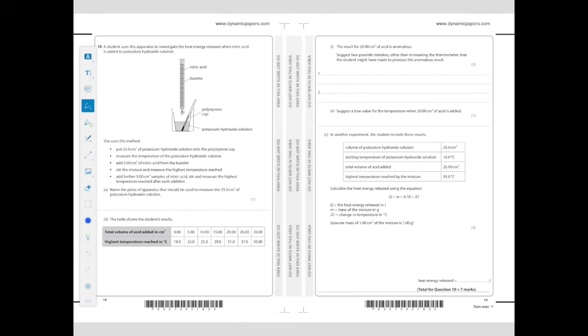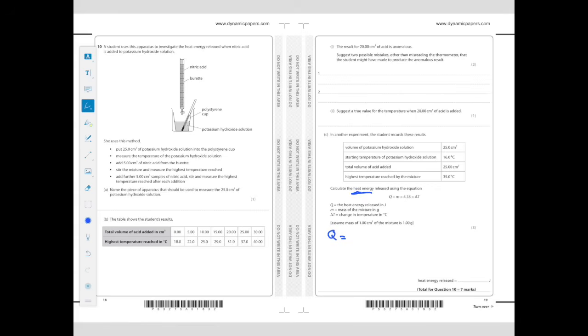In another experiment, the student records these results. Volume of potassium hydroxide solution, starting temperature of potassium hydroxide solution, total volume of acid added, and the highest temperature reached by the mixture. And we're calculating the heat energy released using this equation, Q equals mc delta T. So this is really nice, they've given us pretty much all of it. So Q is what we're after.